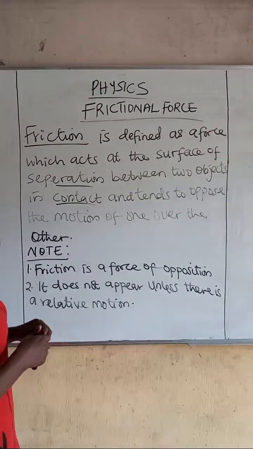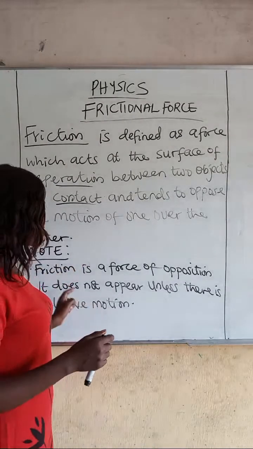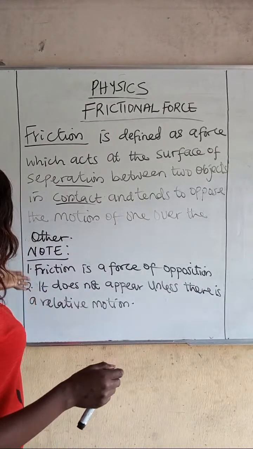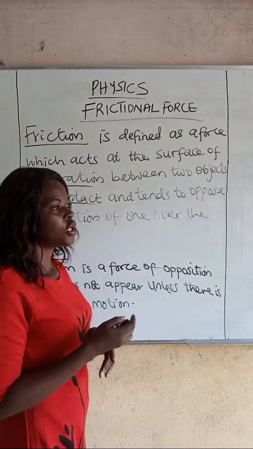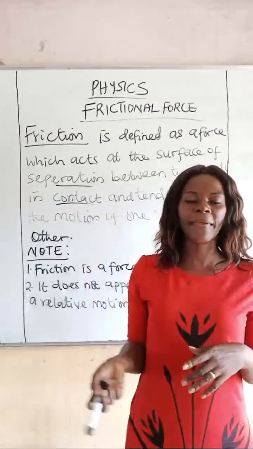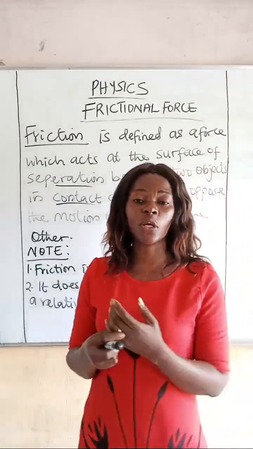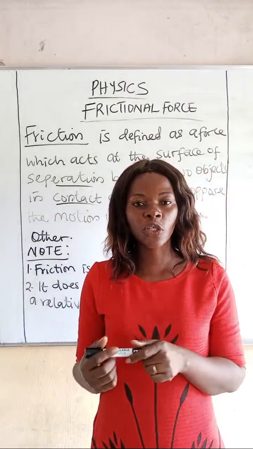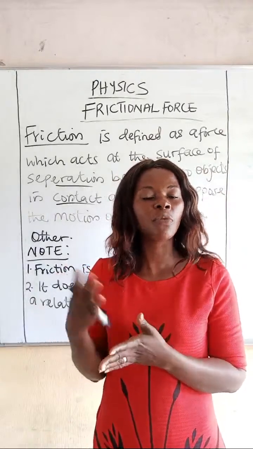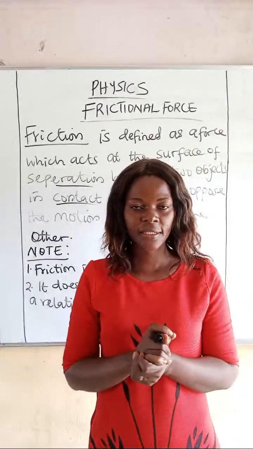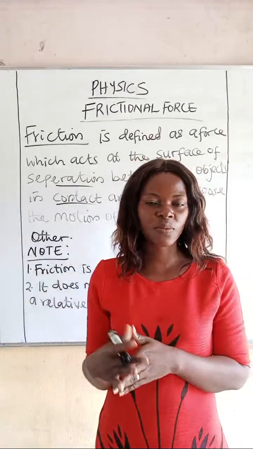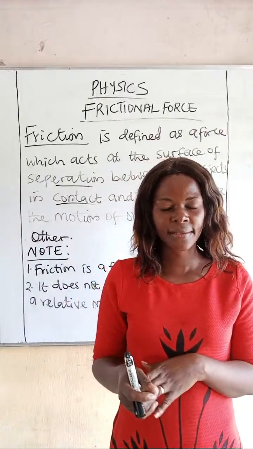Now, we have to note these things, that friction is a force of opposition. It does not appear unless there is a relative motion. So friction does not appear unless there is a relative motion, and it's also a force of opposition. Its work is to oppose the movement of the other. Do we understand? So let me use an illustration to explain what I mean by that.